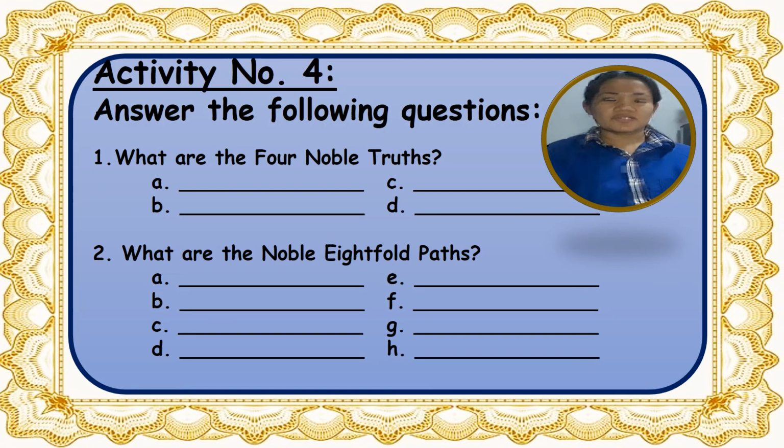So class, we now come to the end of our online learning discussion for week 4, and I hope you did understand about the 4 noble truths. So it's time for you to do an activity. I'm giving you an activity every week for our online learning discussion because I want to know if you can understand our topic. So activity number 4, please answer the following questions.